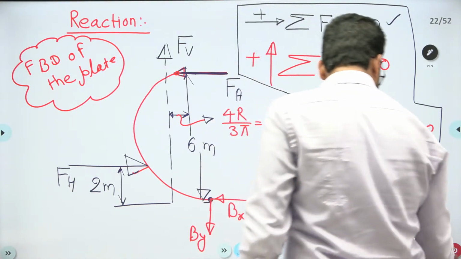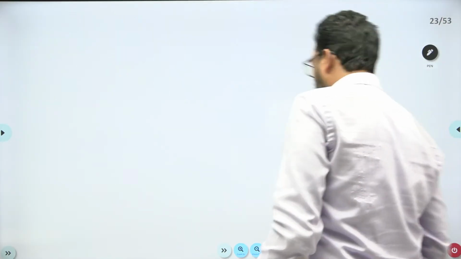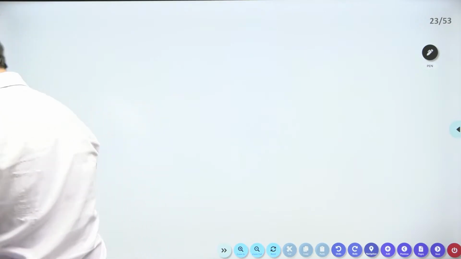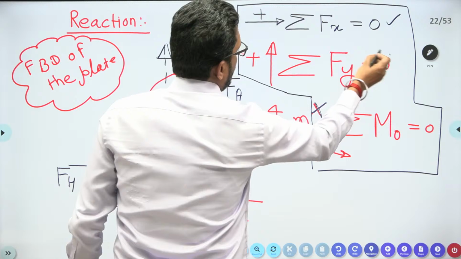So you can add like that. First we apply this one, vertical.